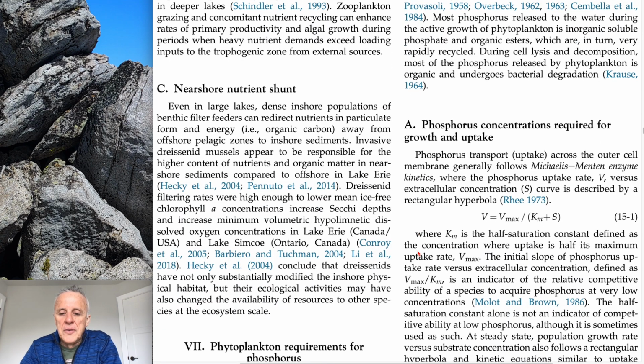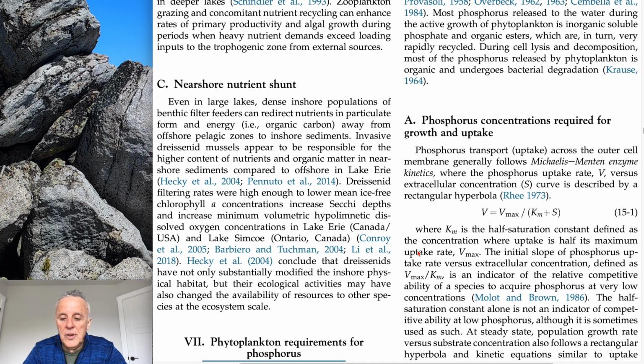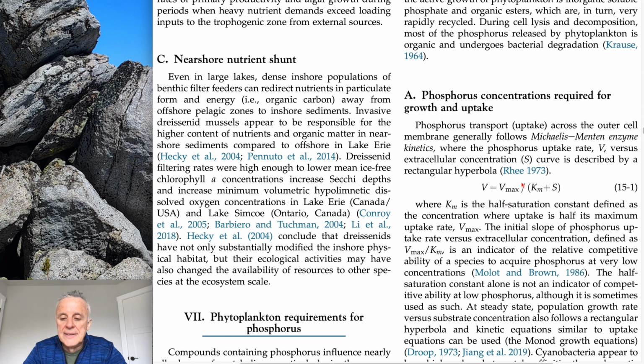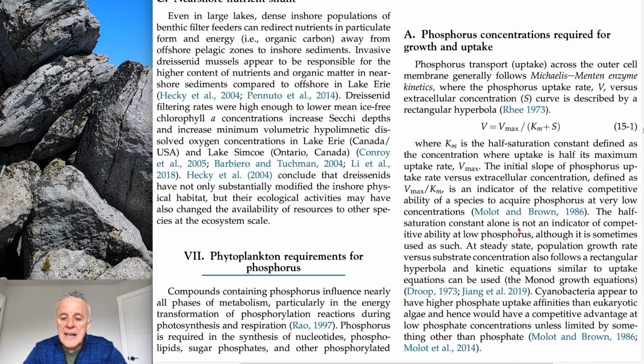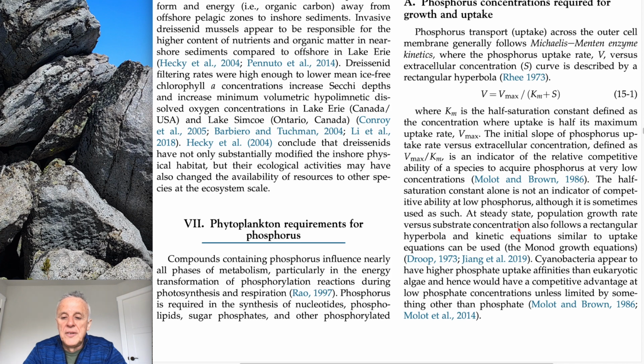Phosphorus concentration required for growth and uptake. Phosphorus transport uptake across the outer cell membrane generally follows Michaelis-Menten enzyme kinetics, while the phosphorus uptake rate, V, versus extracellular concentration, S, curve is described by a rectangular hyperbola. So V is equal to Vmax S divided by Km plus S, where Km is a half saturation constant defined as the concentration where uptake is half its maximum uptake rate, Vmax.